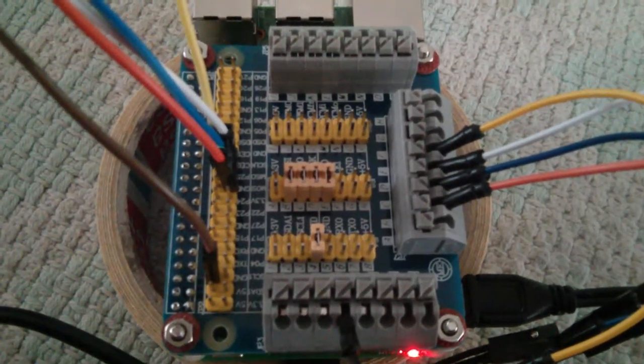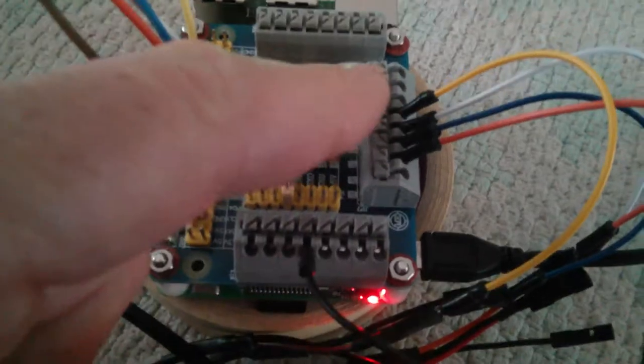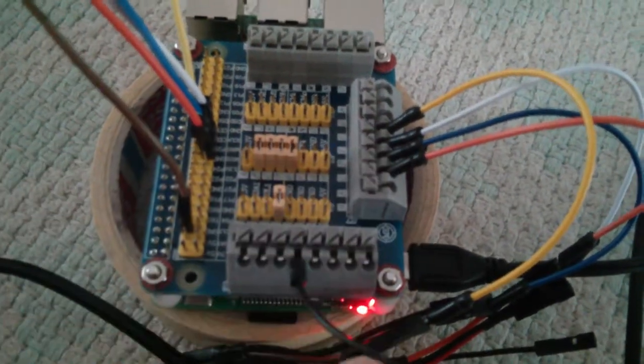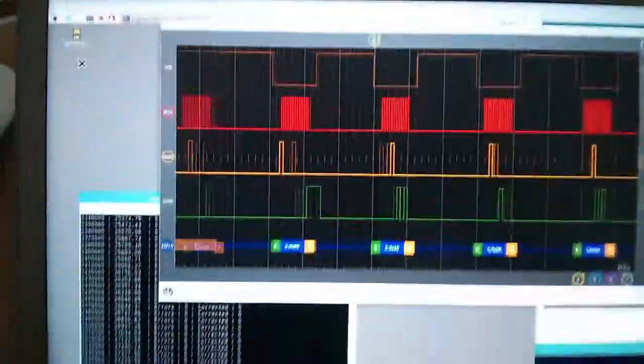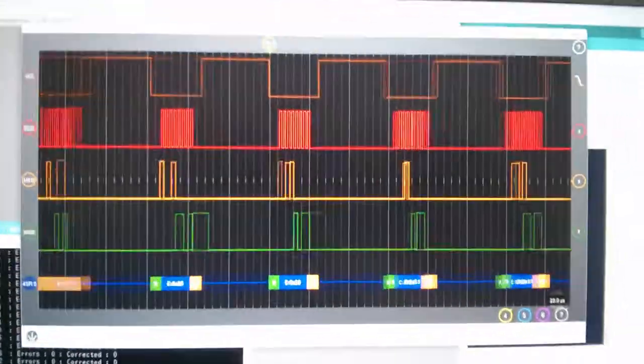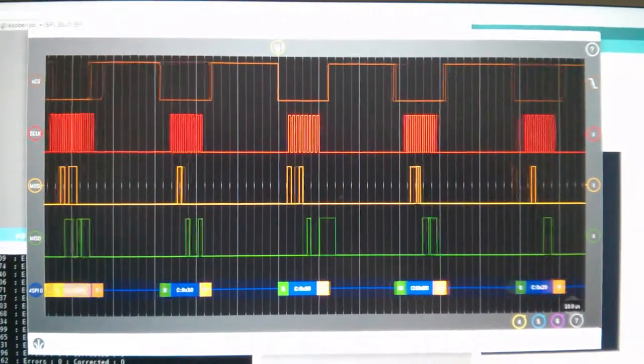This gives positive connections, and it allows us to connect in parallel these four outgoing SPI and ground to the LabNation oscilloscope. That means we can monitor what's going on. And here we are monitoring. And here we see the SPI transfers taking place.